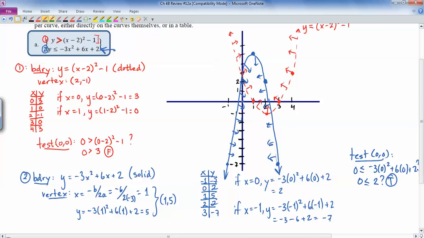And so then the final part that gets shaded is going to be this region right here, the part that's double shaded. So let me get that all colored in. And there you go. So that's what your region looks like, and that's the final solution. Okay, hope that helps a little bit.